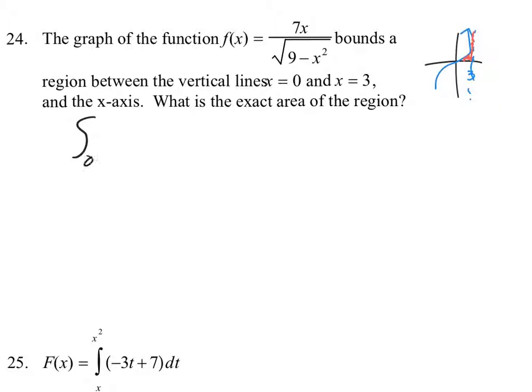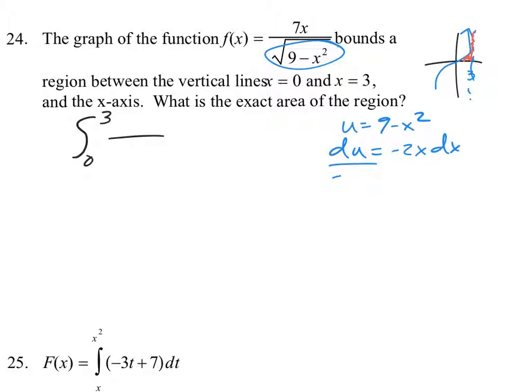We're just going to take the integral from 0 to 3 of this whole function. But before I do that, let's go ahead and use some u substitution. And I think we want to make that our u. So u equals 9 minus x squared. du would equal 0 minus 2x dx. And then you could divide both sides by negative 2x.